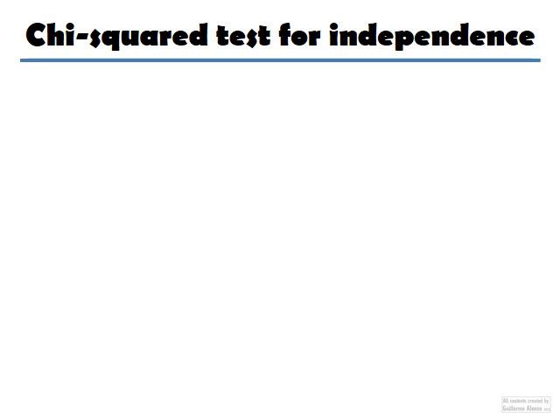I'm going to finally use a chi-square statistic to check for independence. Again, I need two-variable data, and I'm just going to check whether the data is dependent on each other or whether it's independent. This will be the last video on the chi-square statistic.